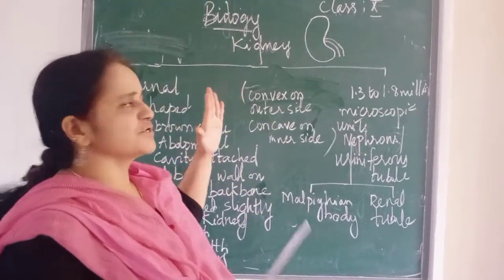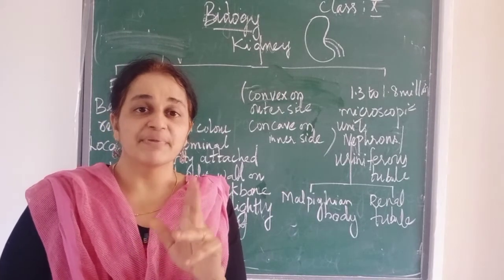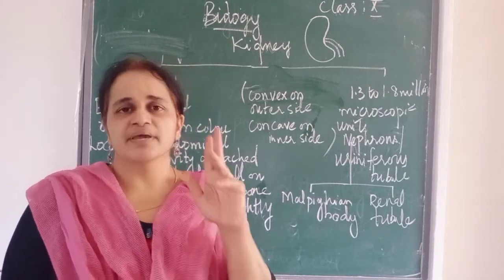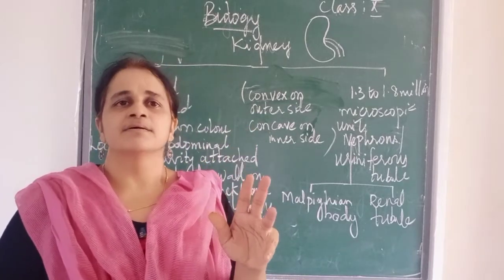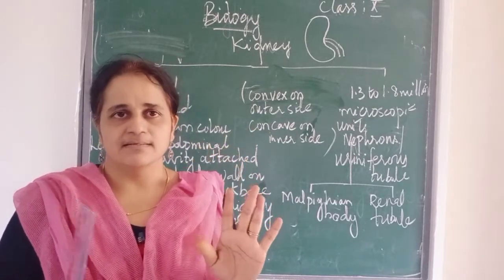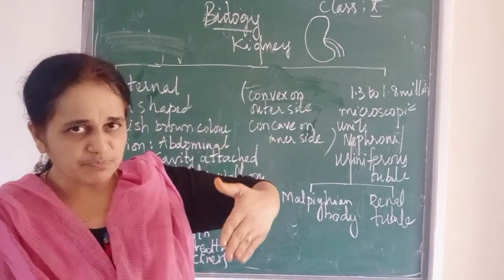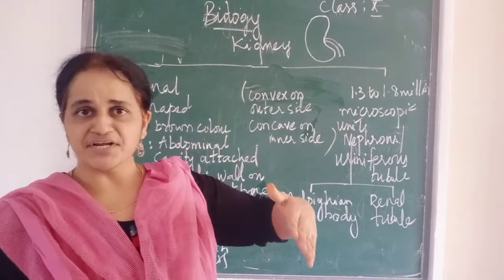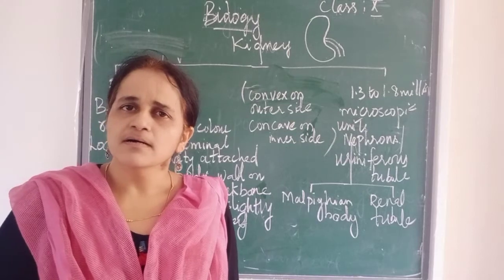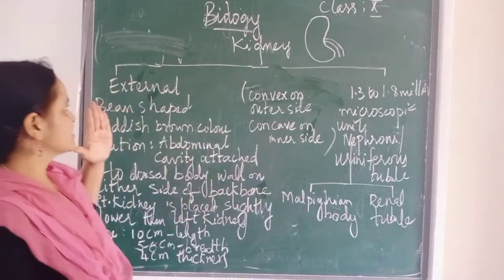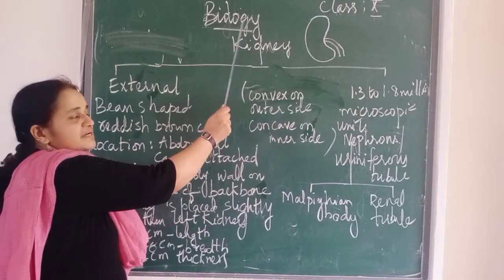Yesterday we started with the human excretory system, which consists of, do you remember children? A pair of kidneys, a pair of ureters, urinary bladder, urethra. This is our excretory system. So when we come to the first part, what is there? A pair of kidneys. That means what is the number of kidneys in our body? 2. So we are going to first study the organ named kidney.